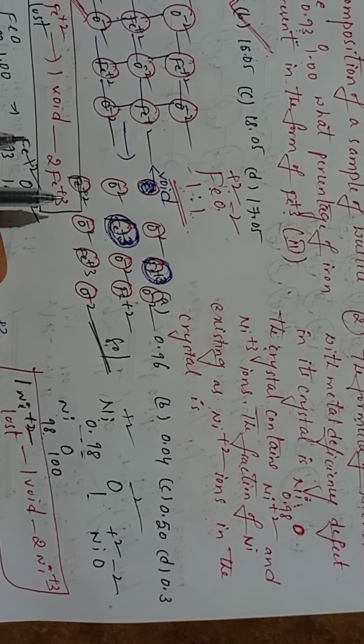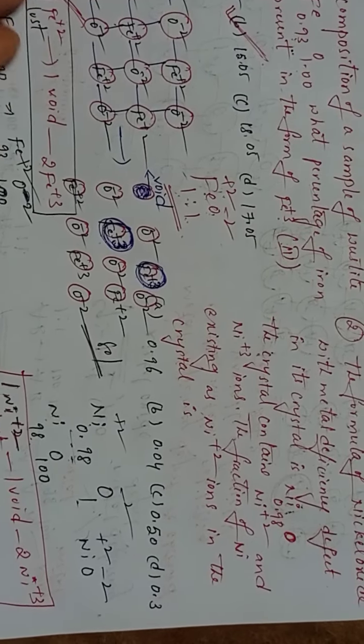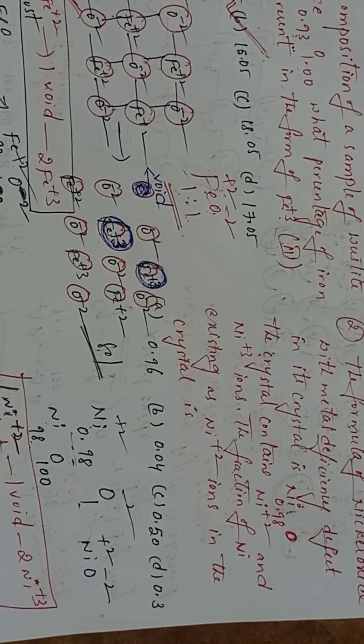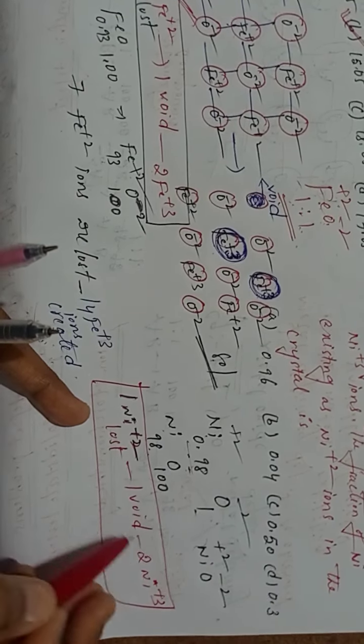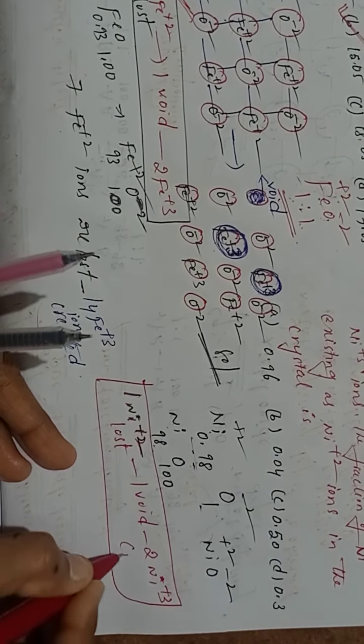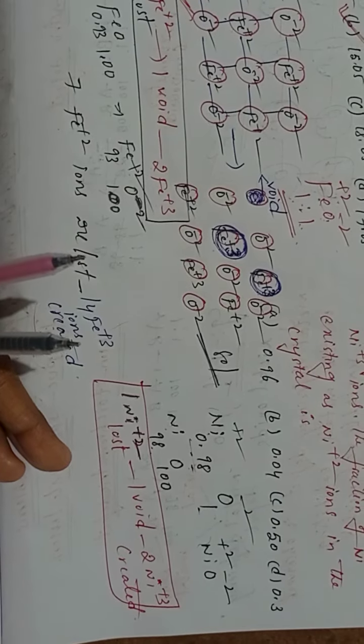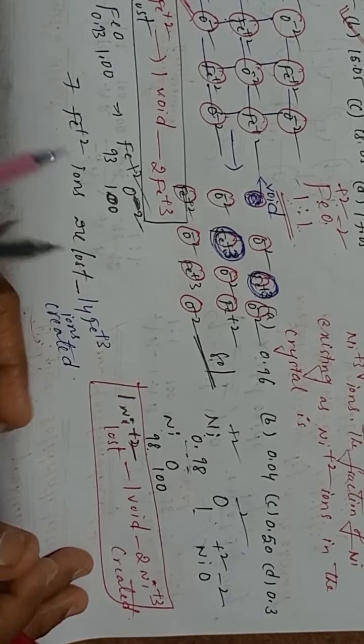Are you following? Same formula. In the case of iron you take like this; in the case of nickel, what do we have to take, students? 1 Ni plus 2 lost, 2 Ni plus 3 ions are created. Are you following? So remember this formula, students.